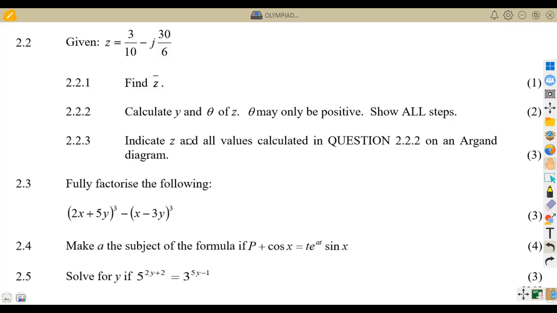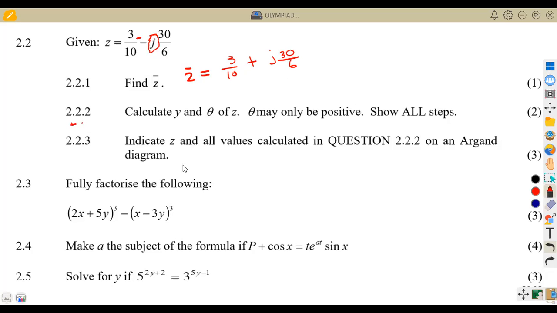So that's the complex conjugate of z, where we know that for the complex conjugate, you simply introduce a negative on the imaginary part in place of the j. So there is a negative here. If you introduce a negative, that's negative by negative, which is a positive. So the complex conjugate of z is going to be 3 over 10 plus a j of 30 over 6. So you can just write it as it is. Yes, you know that 30 over 6 is a 5. So you can write it as j5, which is fine, or you can just write it as j30 like that.